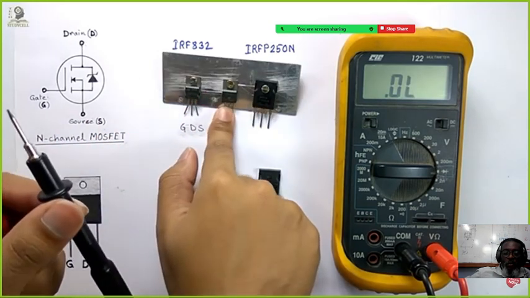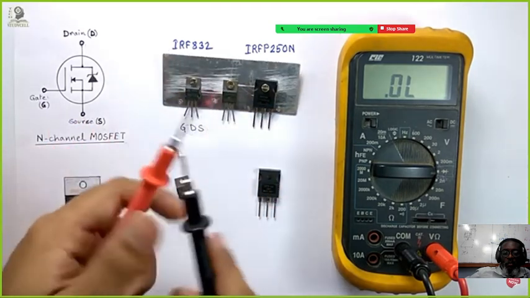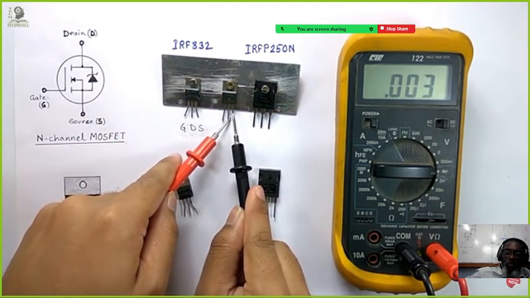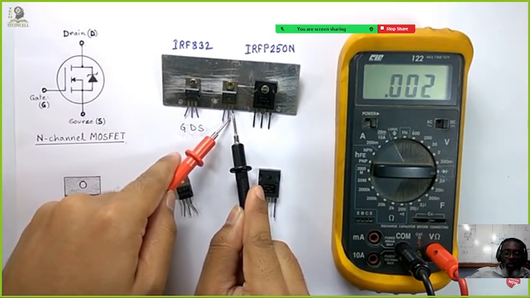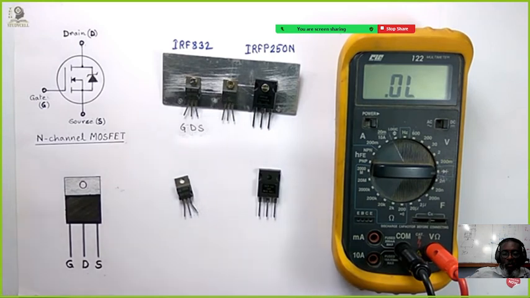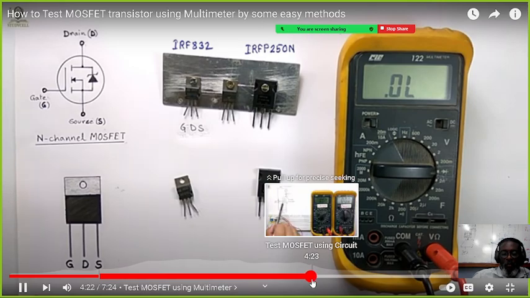Again, I'm discharging by connecting all the terminals of the MOSFET. Then I'm testing. I'm not supposed to get anything, but I get something. And when I turn it on, I'm getting the same thing. So this MOSFET is not okay. Thus, with this method, you can easily identify whether a MOSFET is good or bad.